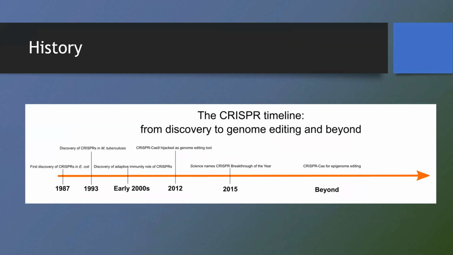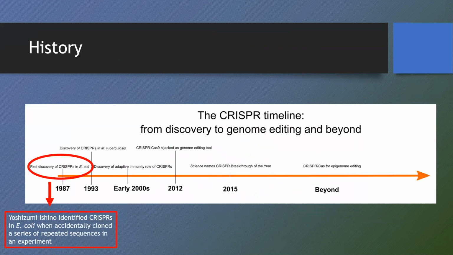Before we actually present real applications and how wonderful it is, I would like to spend 3 to 5 minutes focusing on the history, the progress it has experienced. In 1987, Professor Yoshizumi Ishino identified the CRISPR in E. coli when he was analyzing a gene responsible for the conversion of alkaline phosphatase and accidentally cloned a series of repeated sequences.